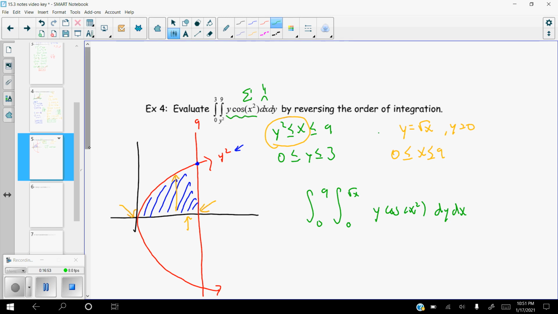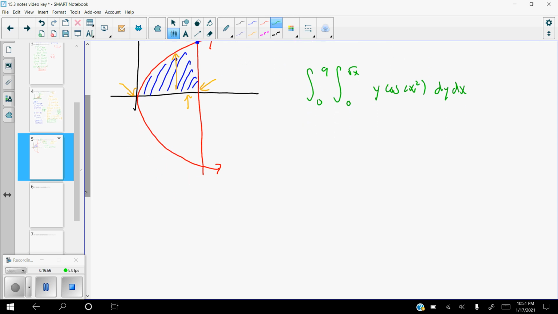All right, now that we've reversed the order of integration, we should be able to complete this pretty easily. So we're going to take the antiderivative with respect to y first. That's going to be 1/2 y squared cosine of x squared evaluated from 0 to the square root of x, dx. Plugging in the square root of x, I'm going to get 1/2 the square root of x squared, which is 1/2 x cosine of x squared. Plugging in 0 for y, I get 0.